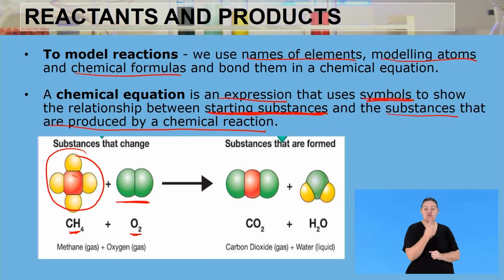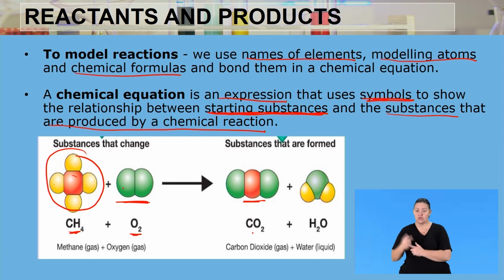Now what's going to happen is that the red substance, the C, is going to be bonding with the O, in between the two oxygen atoms. So the arrangement of the atoms has changed. We now have CO2 as our product, and also H2O as a product.